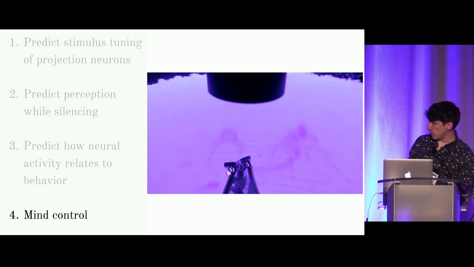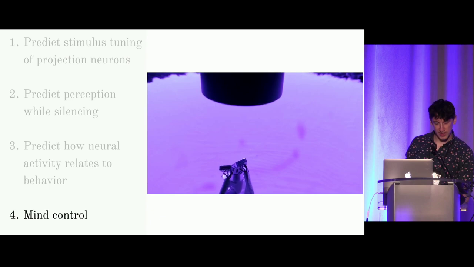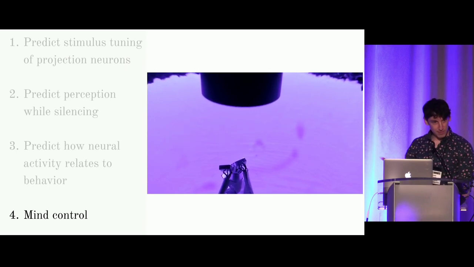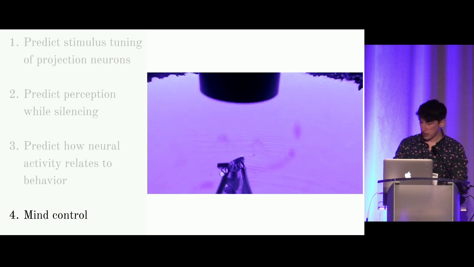I assume most of you don't spend a lot of time staring at fly courtship, but let me just tell you, this is a very non-naturalistic stimuli. They don't really jump around blindly like this. But we can go ask, how does behavior actually change?